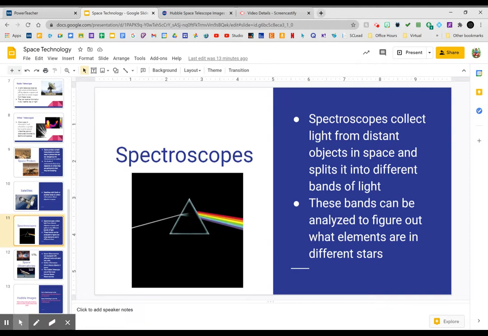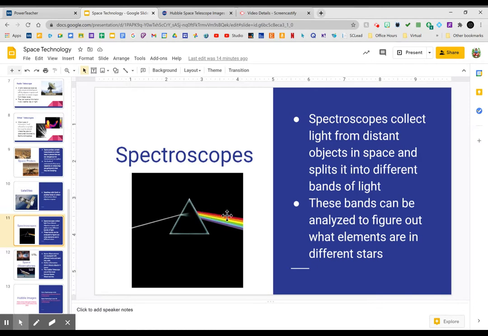Okay? So spectroscopes are mostly useful for stars, but they can look at other objects as well. They're going to use that light from stars, and they'll split it up into the different colors, and we're able to tell what kind of elements are in that star based on the color.